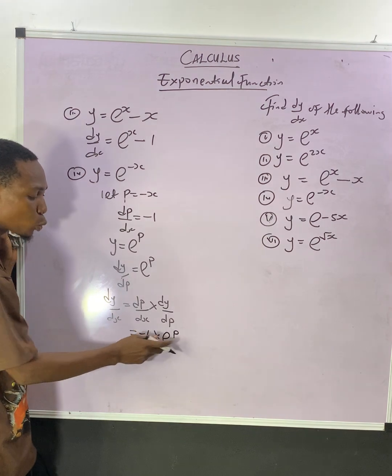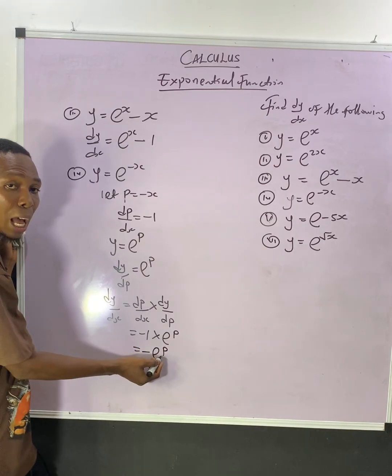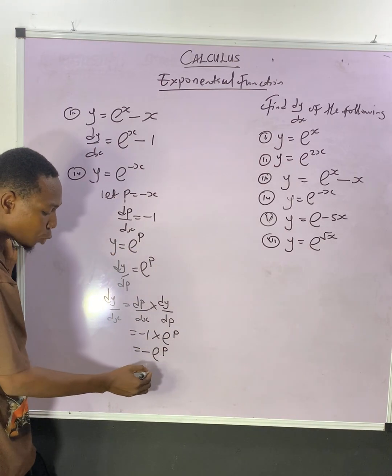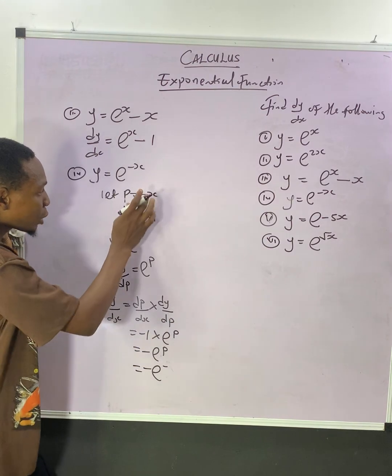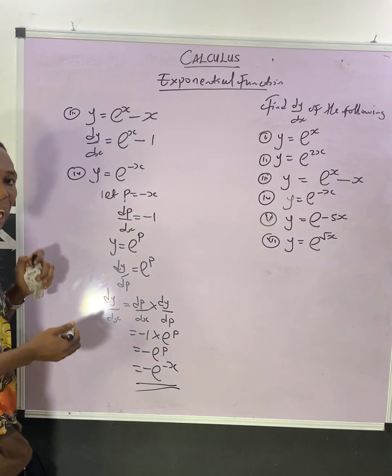EP. So minus 1 times EP, we have minus EP. And we know what our P is. Our P is sitting as minus 1. So our final answer will be equal to minus E of minus 1. That is minus E of what? Minus X. So that should be our final answer.